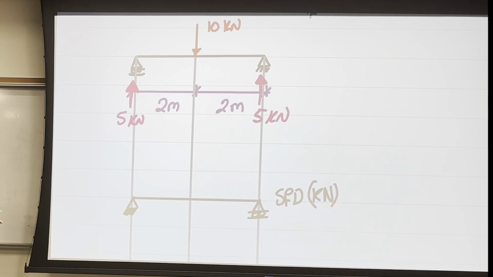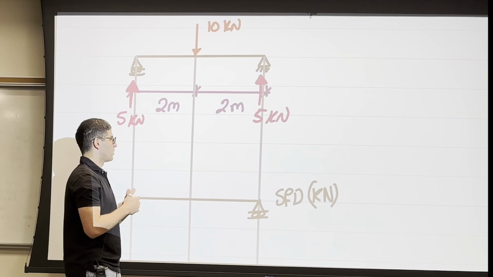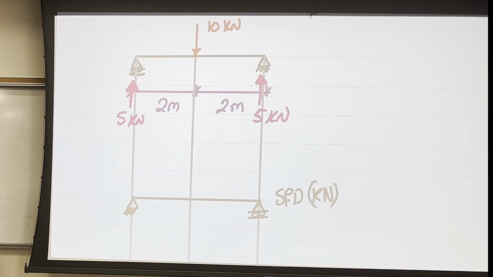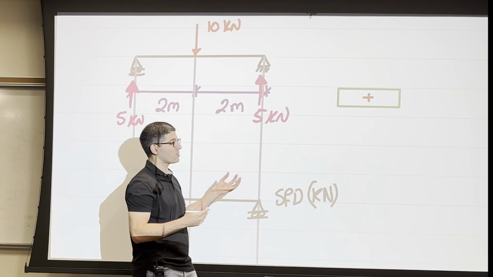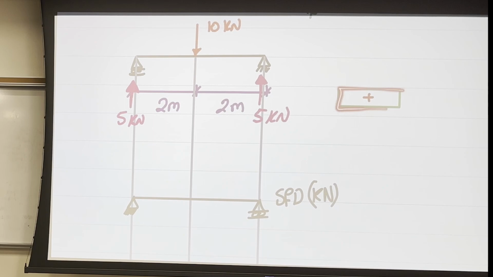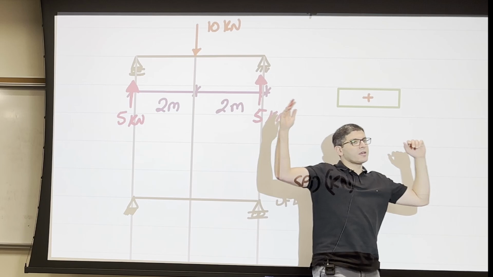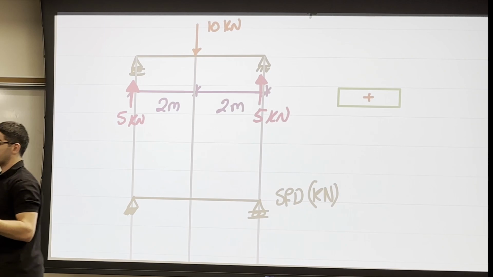We have this method where we can start from right or left, okay? Let me remind you of the sign convention for the shear. If I have a beam like this, the positive sign convention, which I want you to memorize, and of course the opposite is negative, is this: anything from the right of the beam goes up, and anything from the left goes down. That's the positive sign convention. Let me show you why.